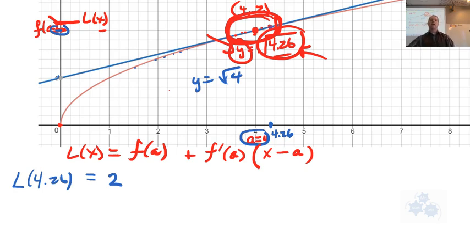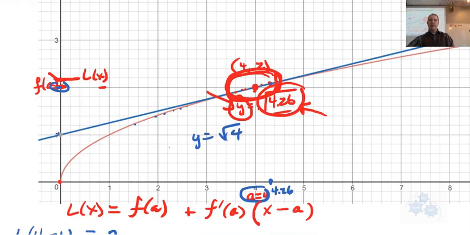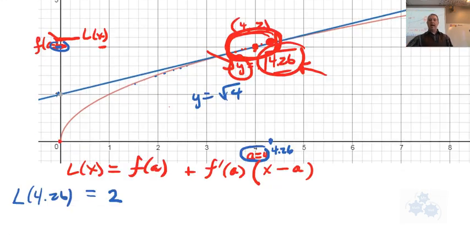If I picked 9, 3 way over here, this wouldn't be a good approximation, would it? The tangent line is not going to work. It's not going to work for anything over here, right? Too much of a difference. So I'm going to try and find this. Back to the question here.